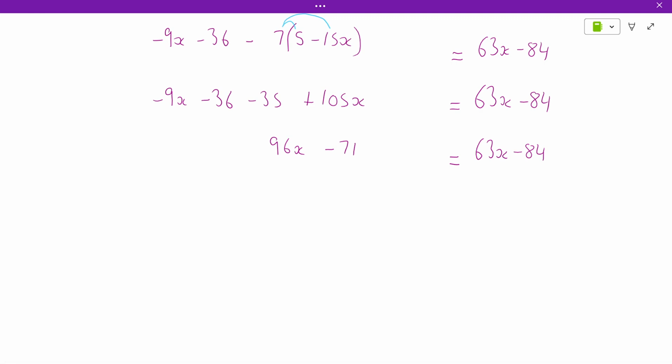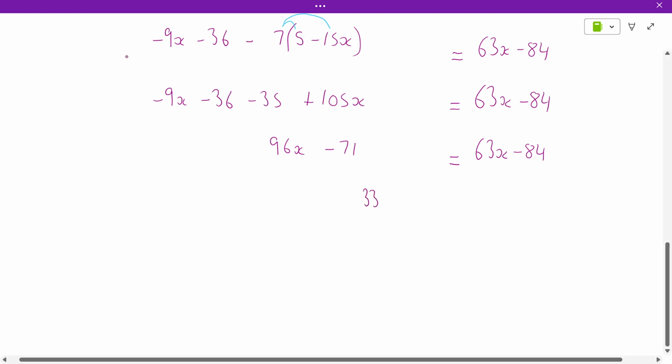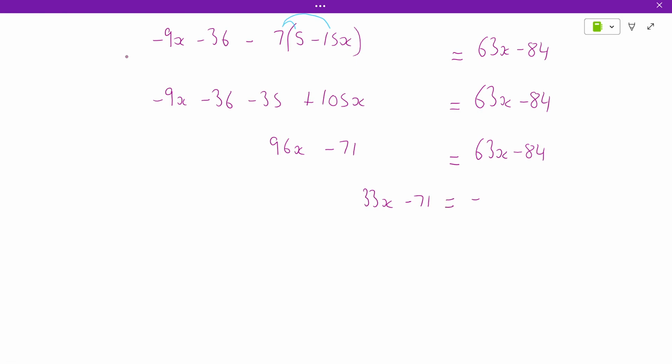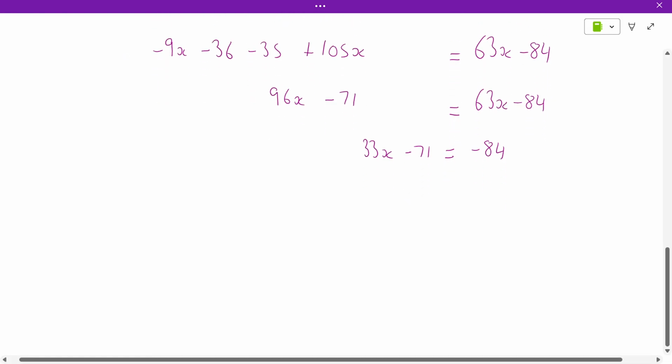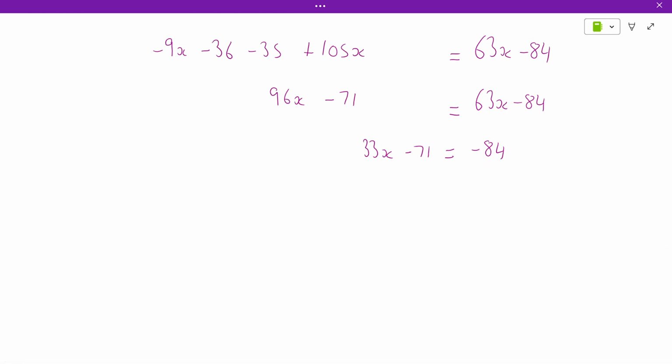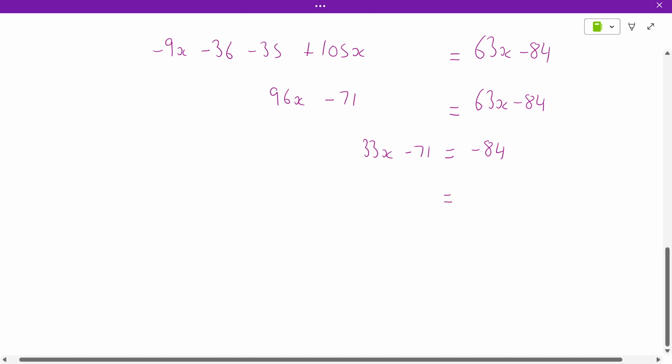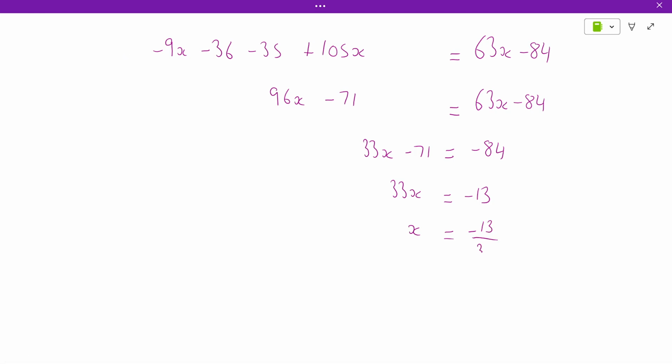Okay, let's bring this positive 63x to the other side. So 96 minus 63 is 33x minus 71 equals negative 84. Now let's add 71 to both sides. So negative 84 plus 71 is negative 13 equals 33x. Now let's divide both sides by 33. So x equals negative 13 divided by 33.